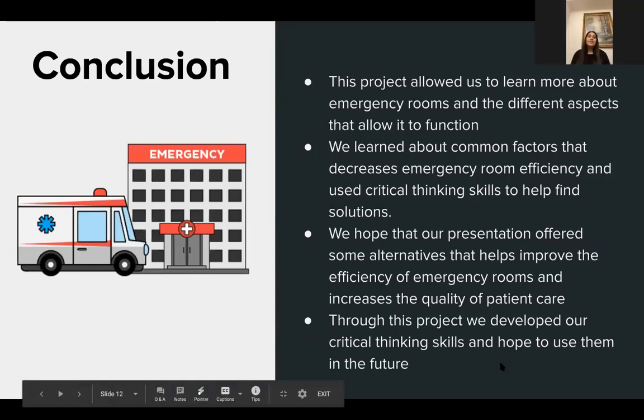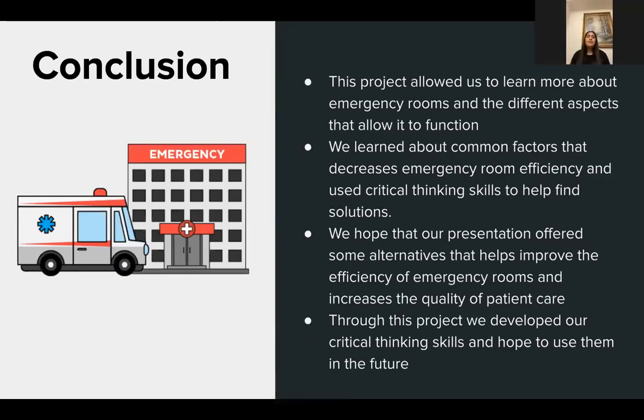This project allowed us to learn more about emergency rooms and the different aspects that allow it to function. We learned about common factors that decrease emergency room efficiency and used critical thinking skills to help find solutions. We hope that our presentation offered some alternatives that help improve the efficiency of emergency rooms and increase the quality of patient care. Through this project, we developed our critical thinking skills and hope to use them in the future.